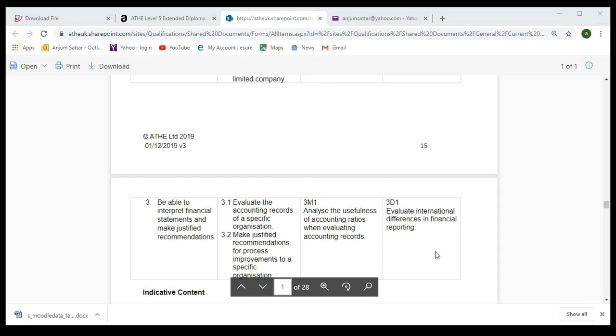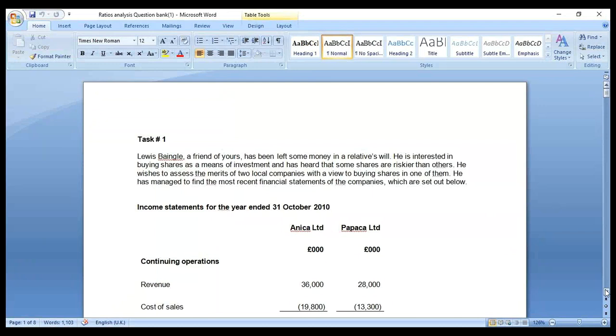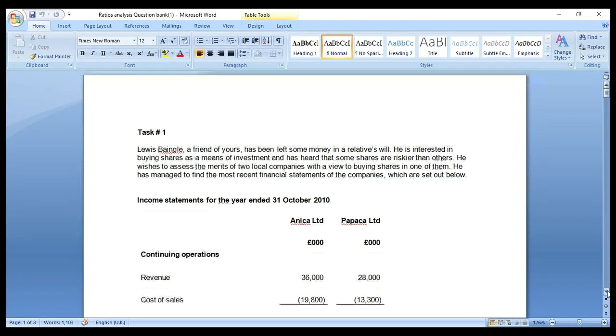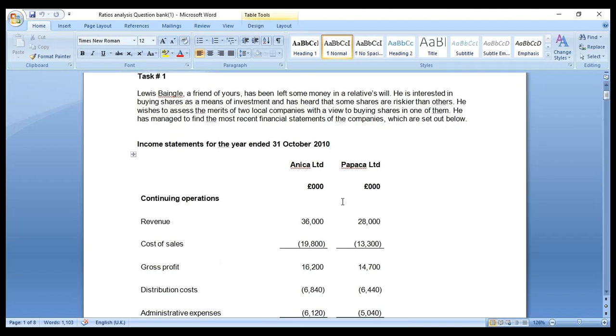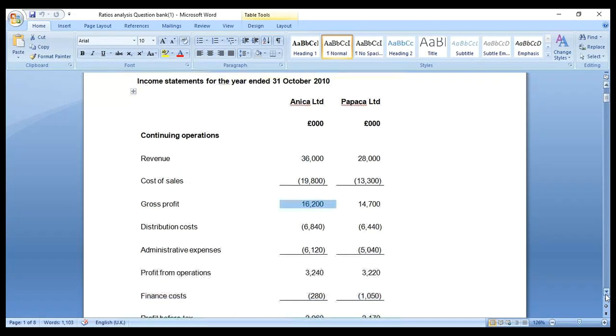So we have here 2 companies, and we've been given the 2 years' results. We've been given Anika and Papika, 2 companies. We've been given the revenue. Anika's revenue is higher than Papika's. We've been given the cost of sales, and Papika's cost of sales is higher, and of course Anika has the higher gross profit. Then we've been given different sorts of expenses.